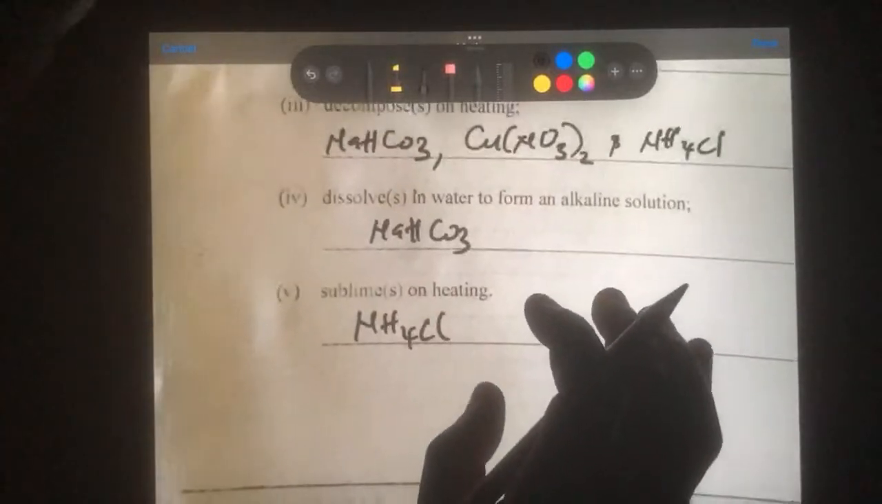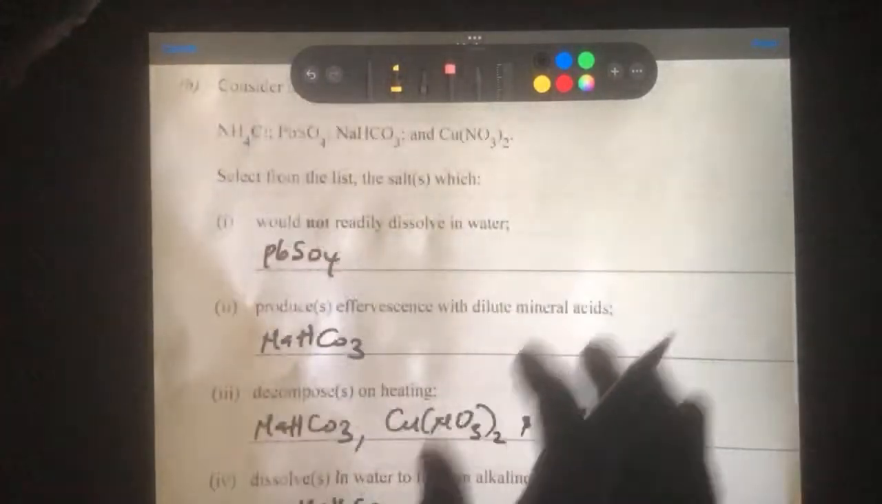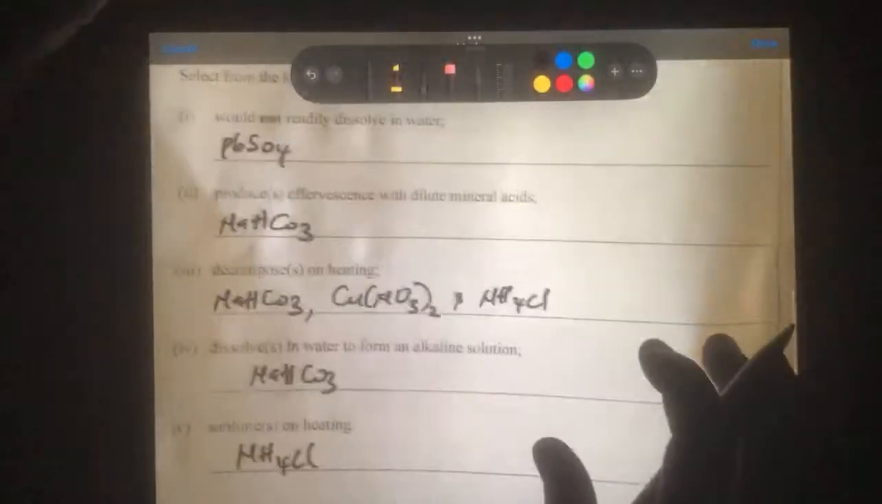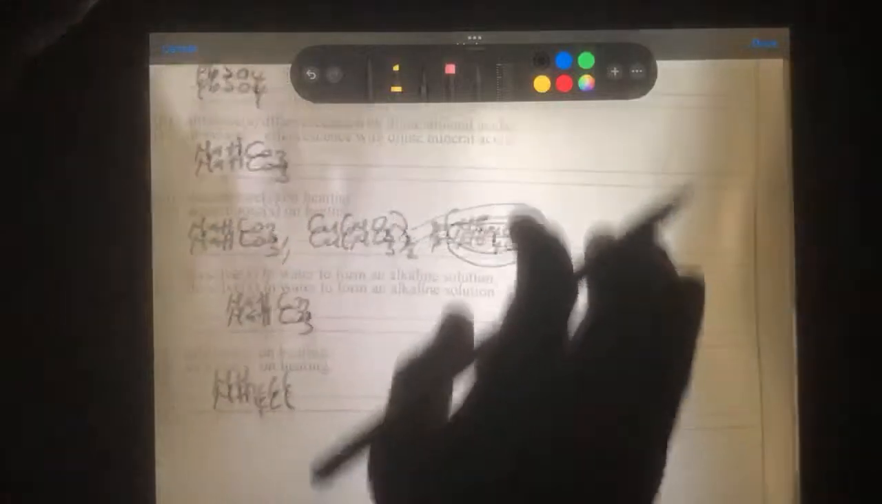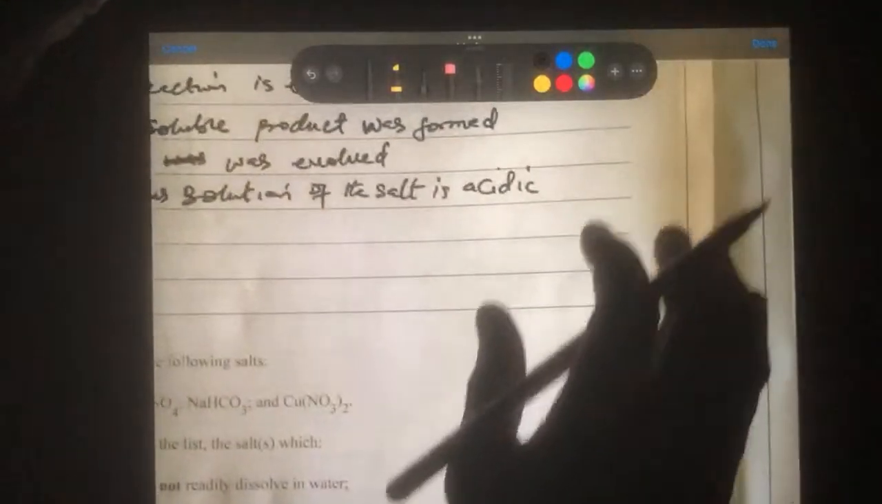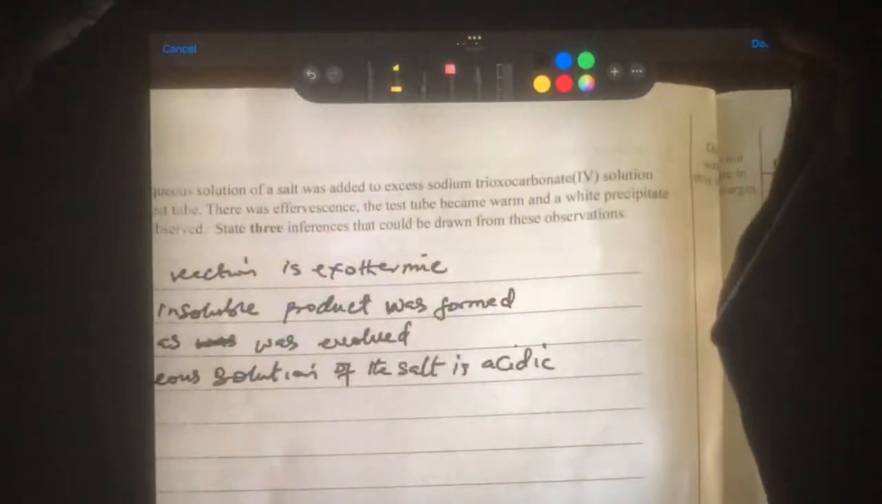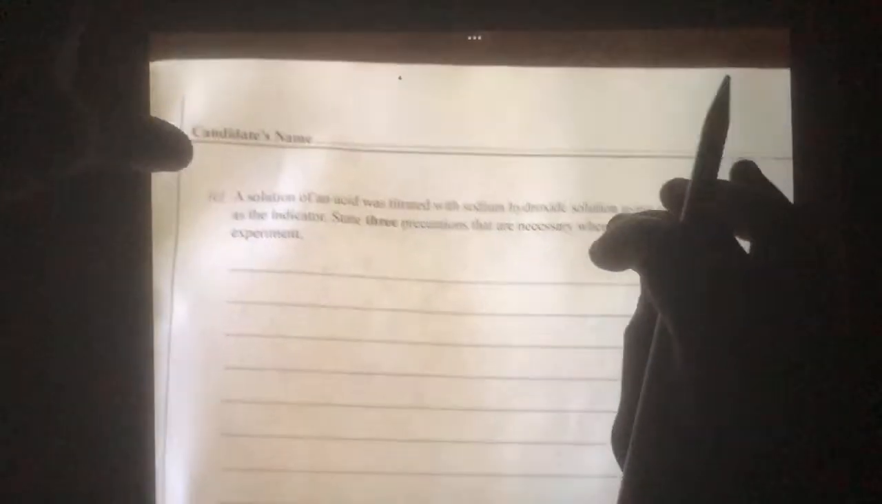I just mentioned earlier, it sublimes on heating. Maybe to stay on the safer side, I wouldn't know whether they will consider this one as the thing that decomposes on heating. Okay, we are done with this page. Going to the next question, probably the last for this live stream.